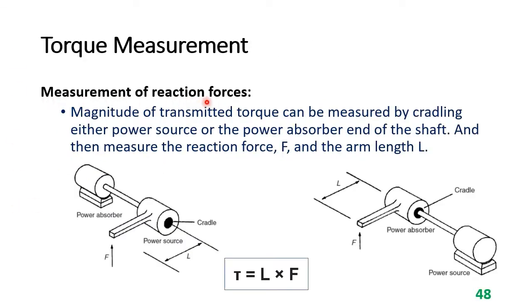Measurement of reaction forces. In this method, the magnitude of transmitted torque can be measured by cradling either the power source or the power absorber. So here we place a force sensor. From the value of the force sensor F, multiplying this F with the arm length L, we can find the value of torque.